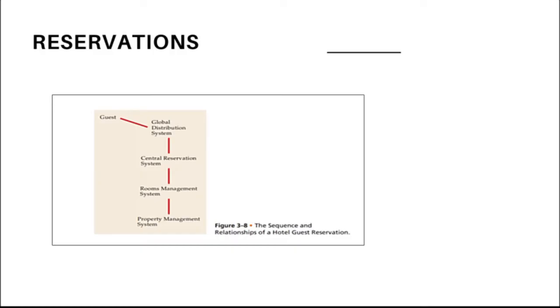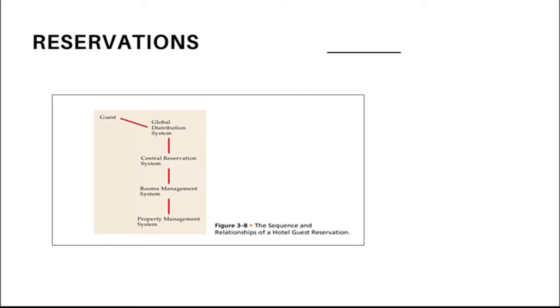So, example nito is yung mga online booking engines na wherein, through accessing the internet, through accessing the different booking sites, we can book, we can reserve a particular room. So, kasunod nun is the Central Reservation System.